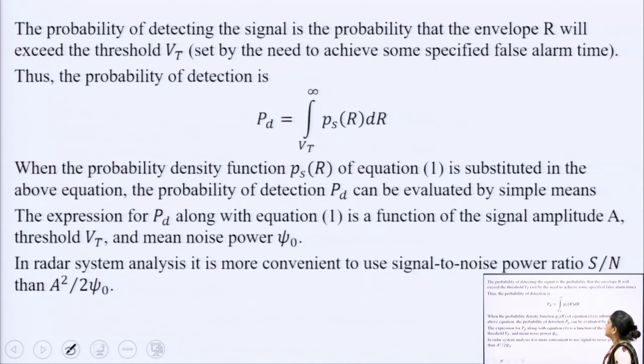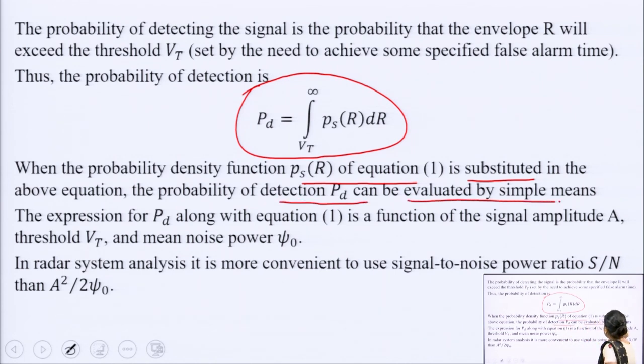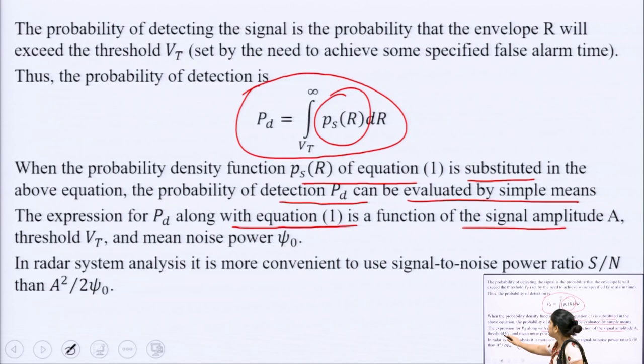The probability of detecting the signal is the probability that the envelope R will exceed the threshold Vt, and thus the probability of detection is given by this expression. When the probability density function PSR of equation 1 is substituted in the above equation, the probability of detection PD can be evaluated by simple means. The expression of PD, along with equation 1, is a function of signal amplitude A, threshold Vt, and the mean noise power psi naught.